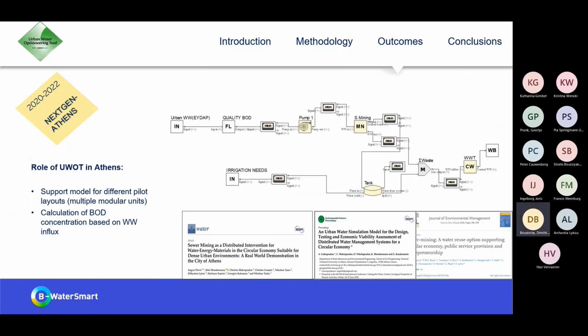Now, the role of UWOT in that case was to support decisions for different pilot layouts, so different modular units, different tank sizes, and calculate the BOD concentration based on the variable wastewater influx that is the source point of this sewer mining unit. This resulted in a number of works describing the impact of this particular smart sewer mining technology, where upscaling and financial dimensions were also explored.